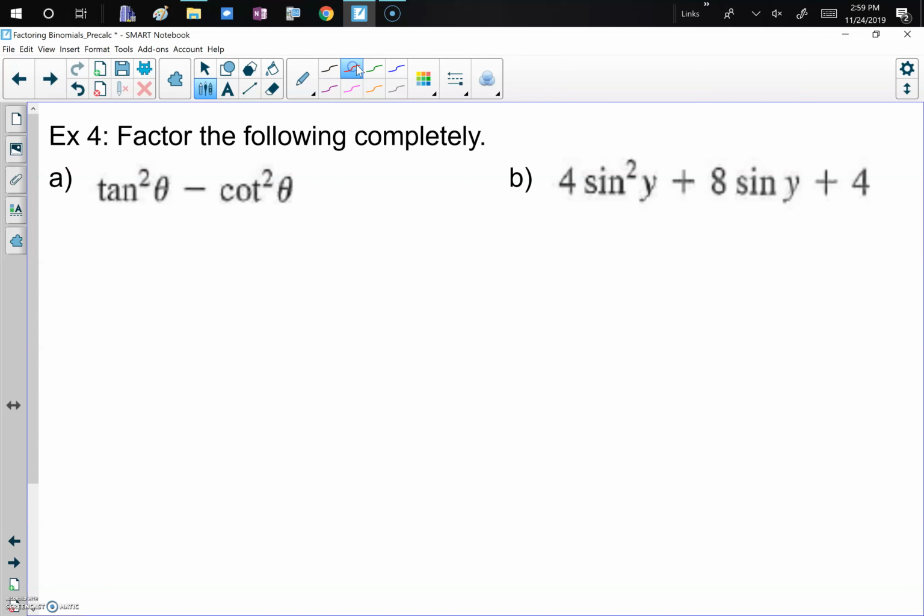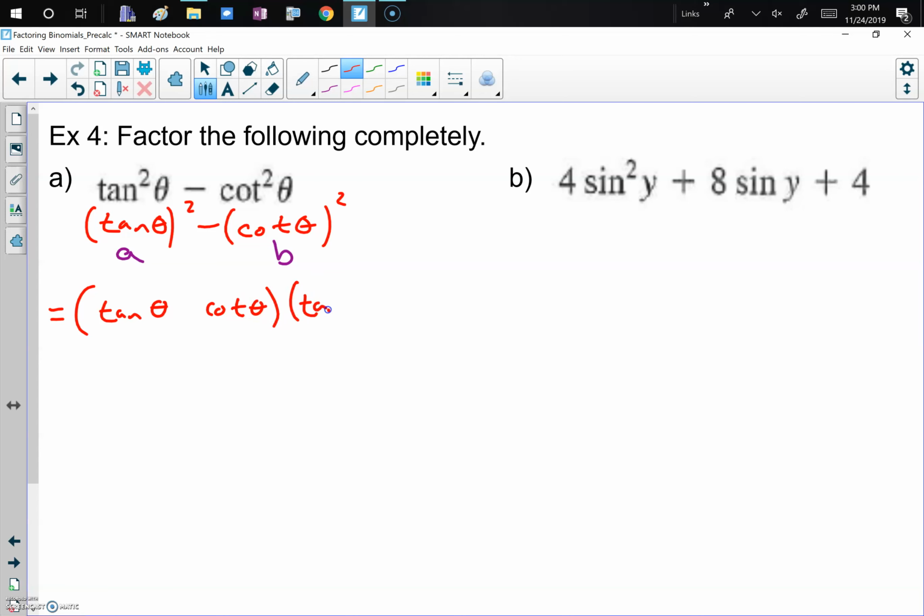So here I can see again I have a binomial and I see power 2. So similar to what we did for difference of perfect squares, we want to write what those might be prior to being squared. So tangent squared came from taking the tangent of our angle theta and squaring it. Similarly for cotangent squared, that's our cotangent being squared. So this is that same a and b that we saw from our difference of perfect squares factoring pattern. So we can use that factoring pattern in the same way. So I can write down those two values, the two bases, and one of my factors is going to have a plus sign in between those two values, and one is going to have a minus sign.